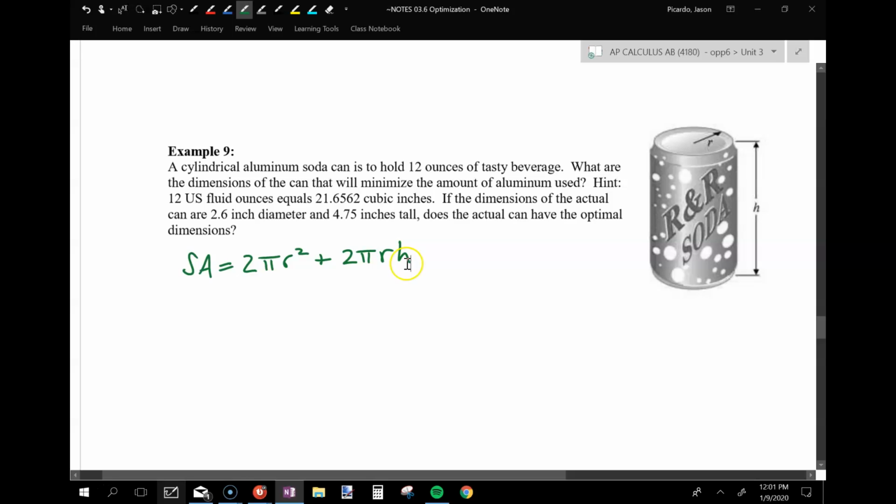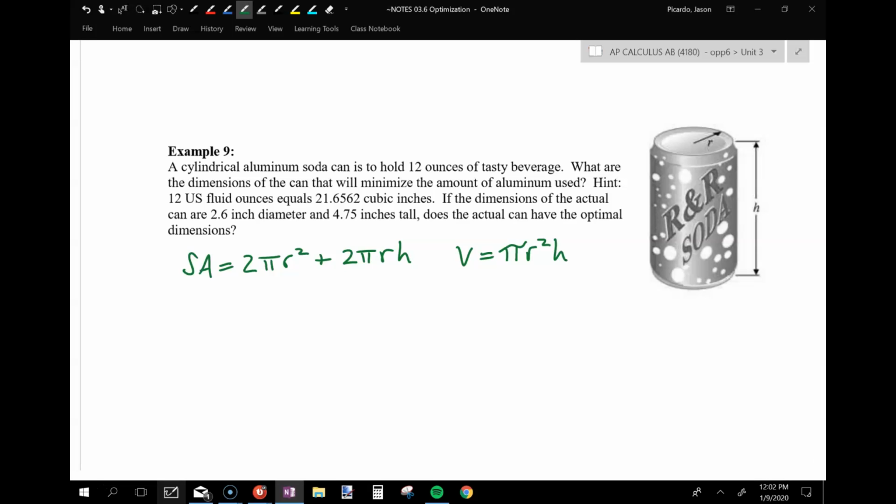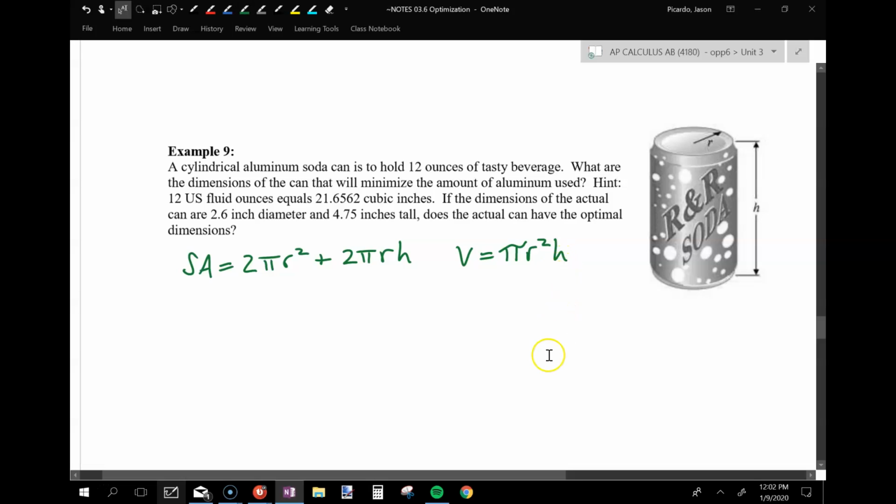All right, so we have a formula for surface area. Volume of a cylinder is pi r squared times h. Quick question. I have two formulas here, right? Which is the one that I'm trying to optimize? The surface area, right? Because I want to use the least amount of aluminum. So this is the one that we're going to optimize.